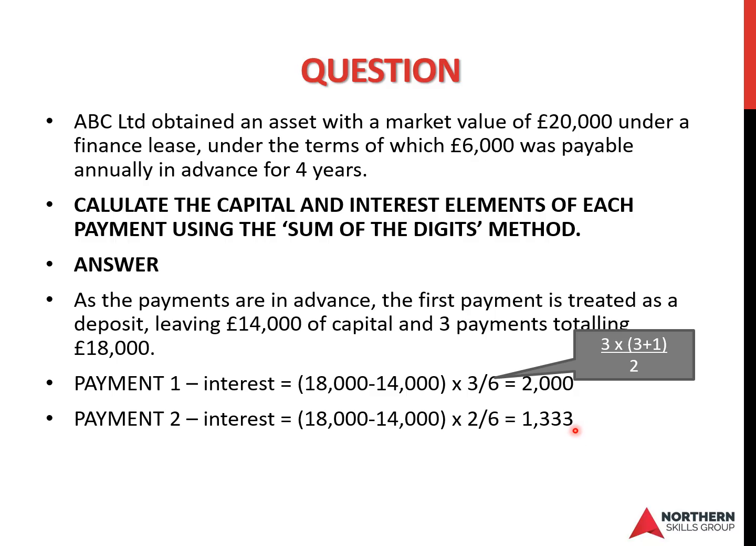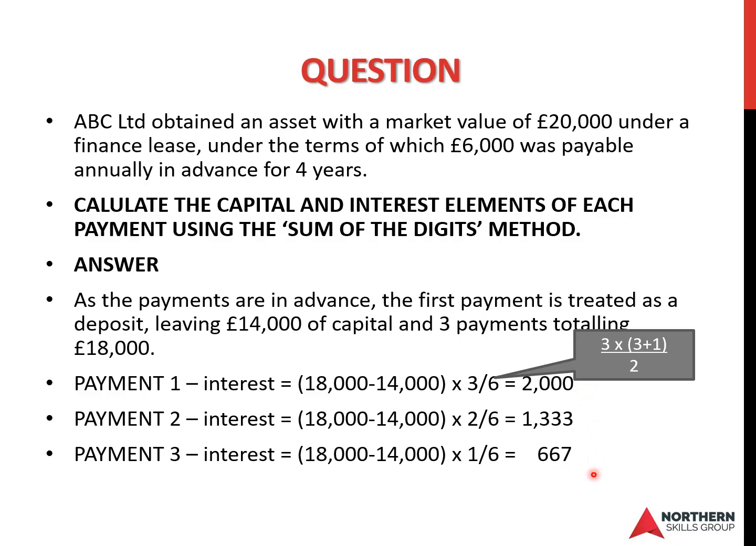On the second payment, the interest element will be total interest of 4,000 times 2/6, gives us £1,333 interest. So that means that the capital will be 4,667, and the final payment of £6,000, again total interest times, in this case 1/6, because there's only one payment outstanding. That gives us an interest element of 667. Those 3 added together give us a total interest of 4,000 and a capital repayment total of 14,000. So that's how the sum of the digits method works.